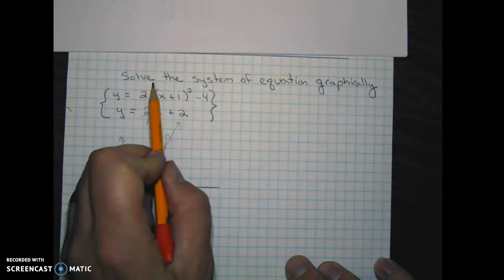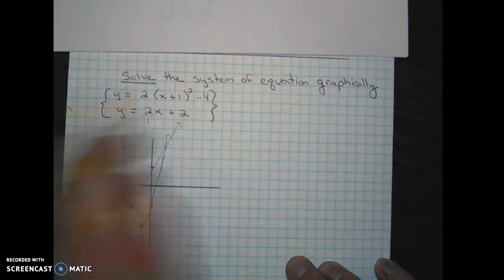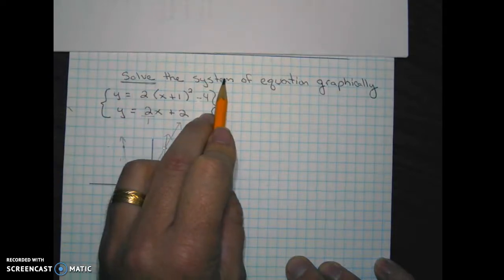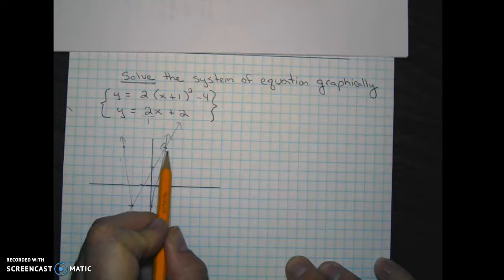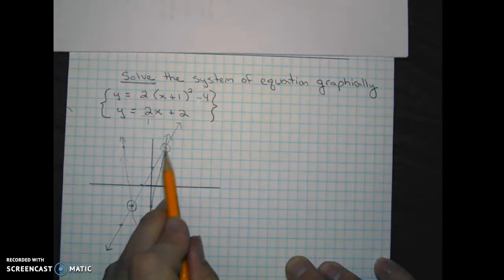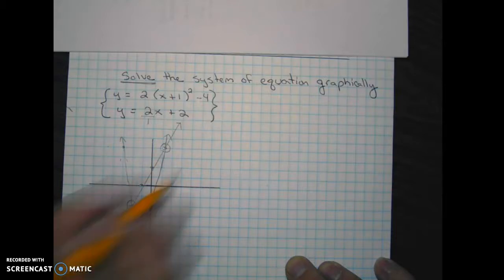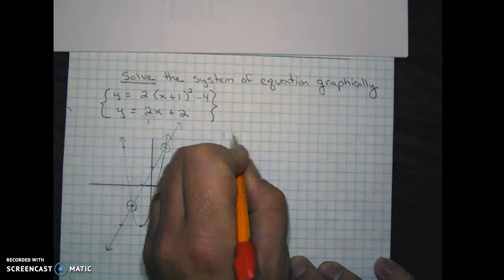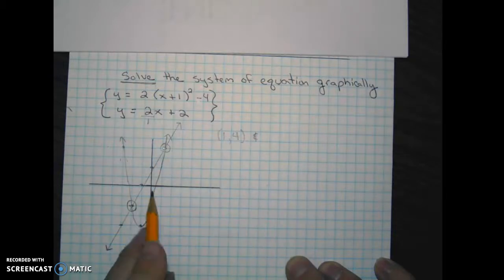So the question is, what are the solutions we're solving? So remember, when you solve a system, it's what points do they have in common? So in this case, they have this point in common, and they have this point in common, the two equations. So our first solution is going to be 1, 4. And our other solution point is going to be -2, -2.